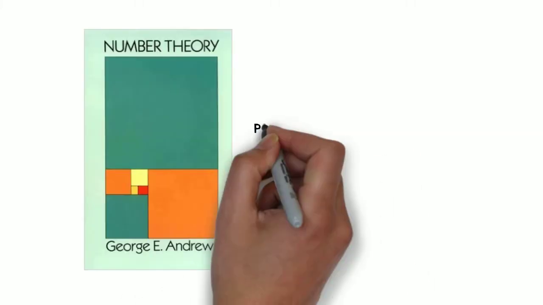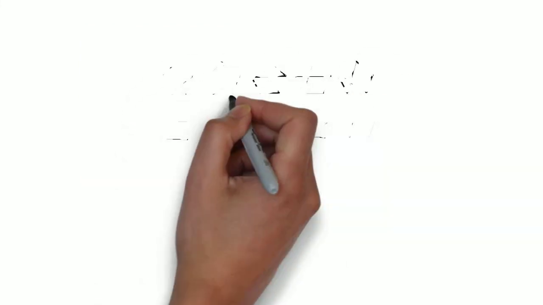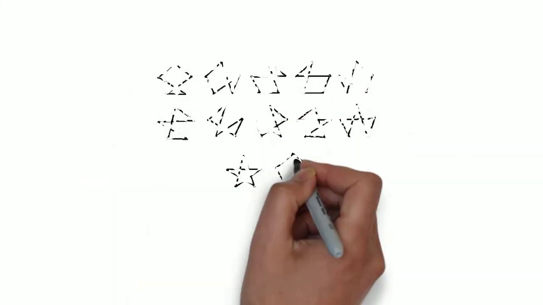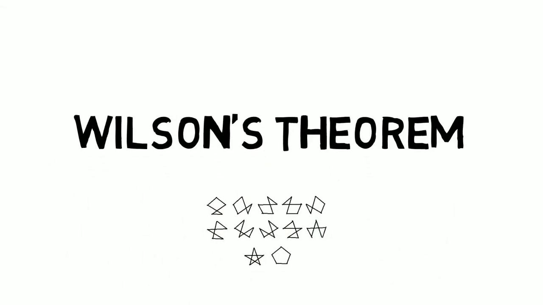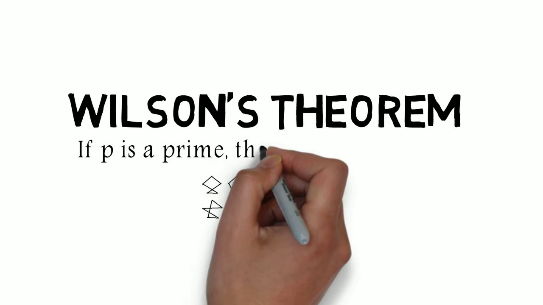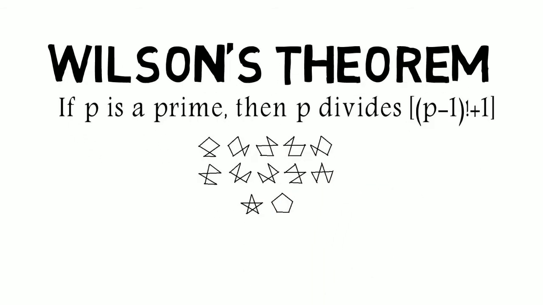I want to talk to you about a theorem from George Andrews' number theory. As I was flipping through the pages, nothing stood out more to me than the figures on Wilson's theorem. I discovered that Wilson's theorem states, if p is a prime, then p divides (p minus 1) factorial plus 1.